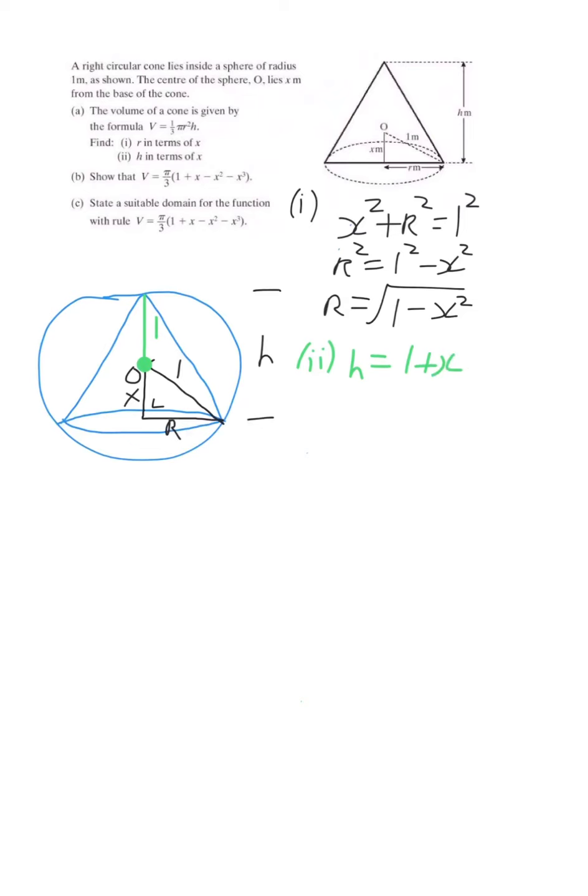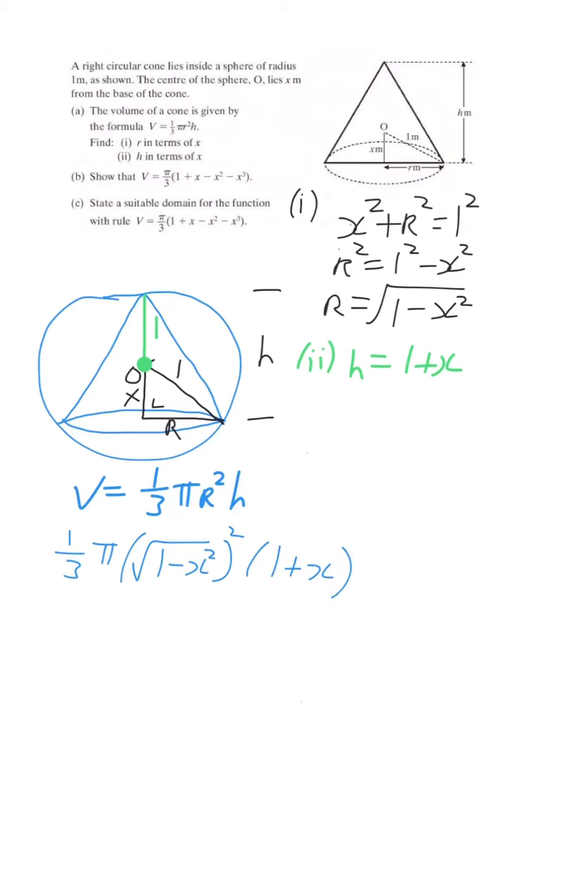Okay, the next bit now, we need to show that v, our volume, is equal to pi over 3 times 1 plus x minus x squared minus x cubed. Okay, so to start with this, I'm just going to write out what my volume formula is. That is a third times pi times radius squared times h. Now I've already written my radius as square root of 1 minus x squared, so that can go in. And h then is 1 plus x.